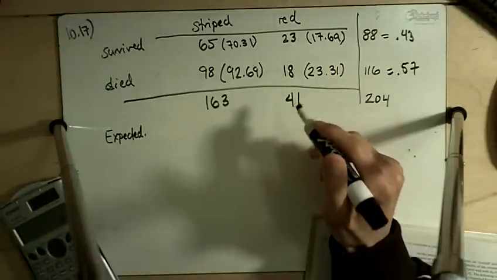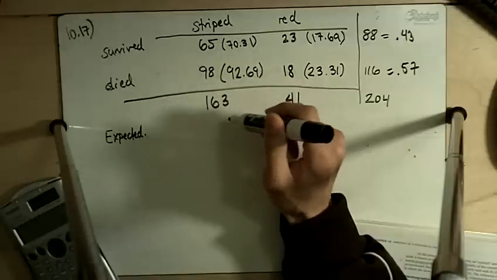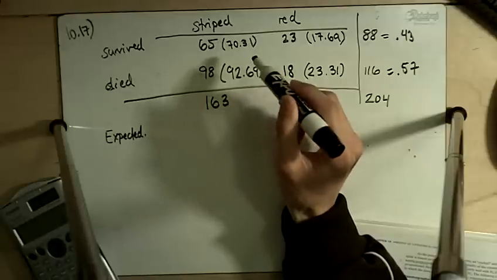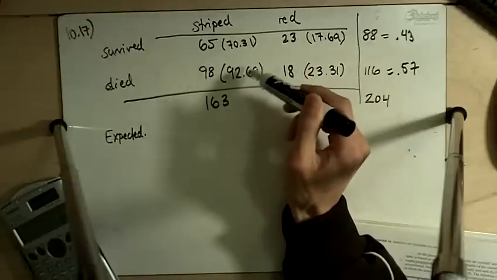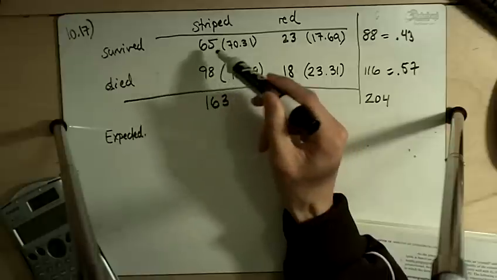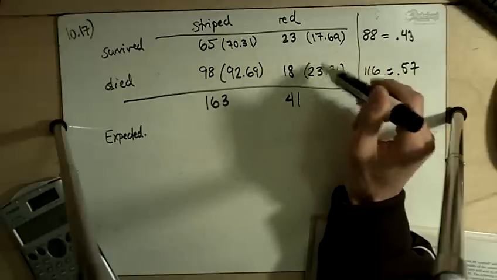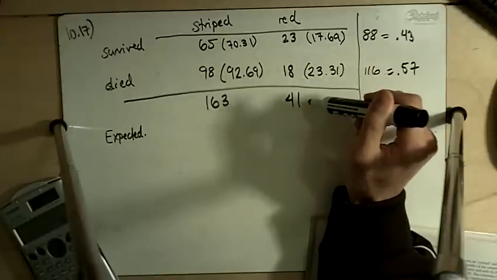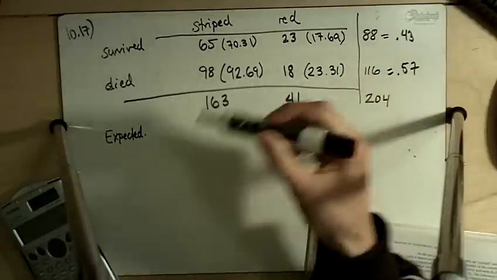If 163 salamanders were exposed, then out of those we would expect 70.31 to survive and 92.69 to die. And what we observed was 65 survived and 98 died. Meanwhile, over here we're expecting, out of the 41, 17.69 to survive and 23.31 to die.